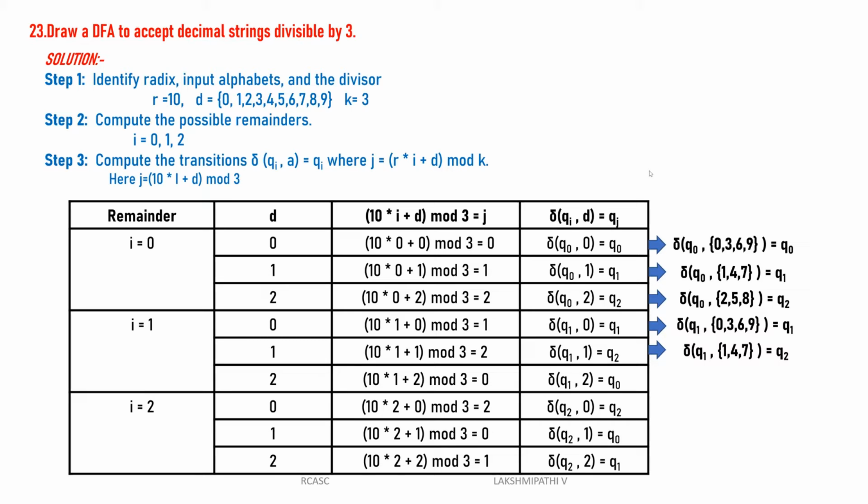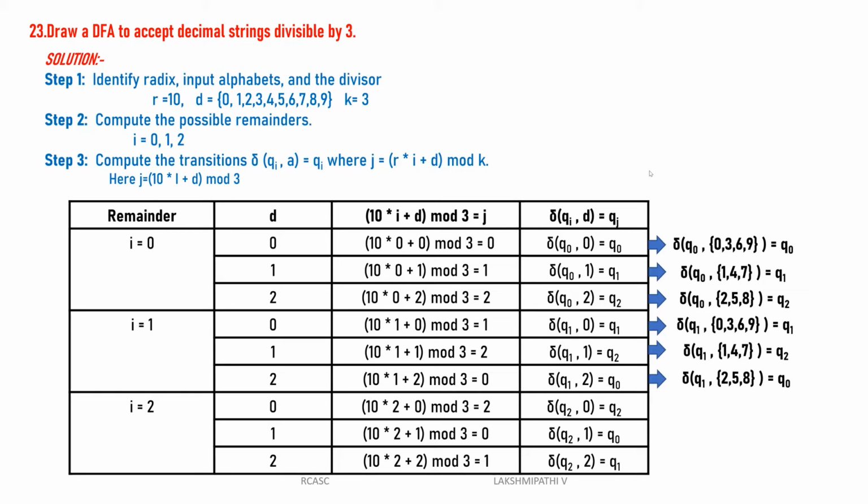That's why transition of (q1, 2) is equal to q0 only. Then transition of (q1, 258) is q0. That is, q1 of 2 is also q0, q1 of 5 is also q0, q1 of 8 is also q0. Then come to i is equal to 2.